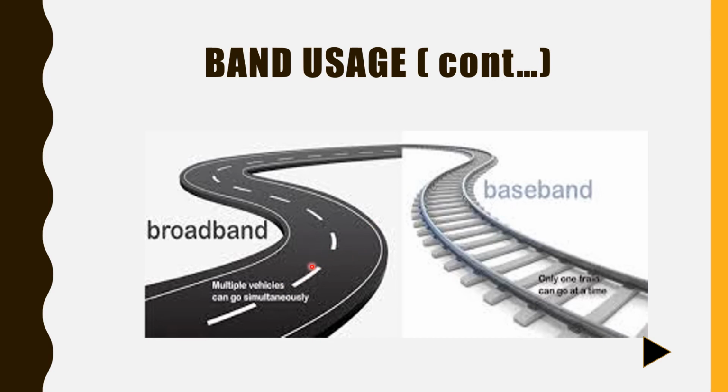The two-lane highway means at a time two vehicles can share the medium. So multiple vehicles can share the road, and that is broadband. And here only a single train can share a track, so that track is an example of baseband.